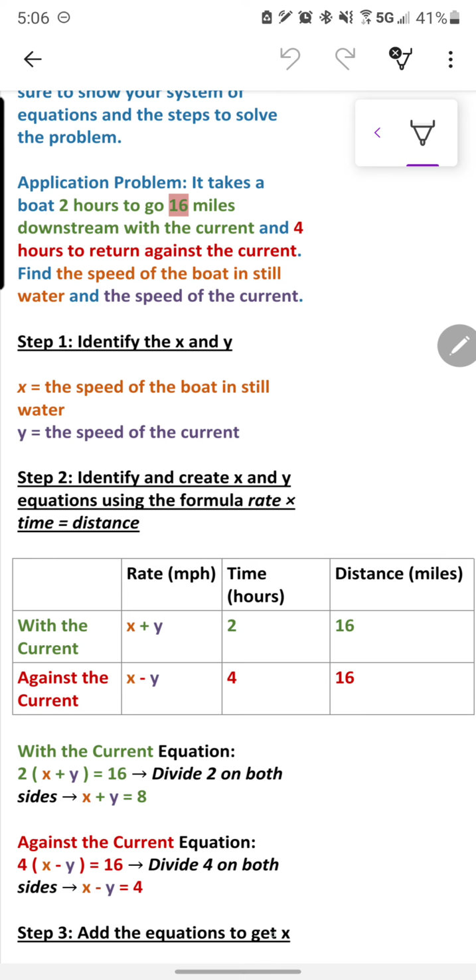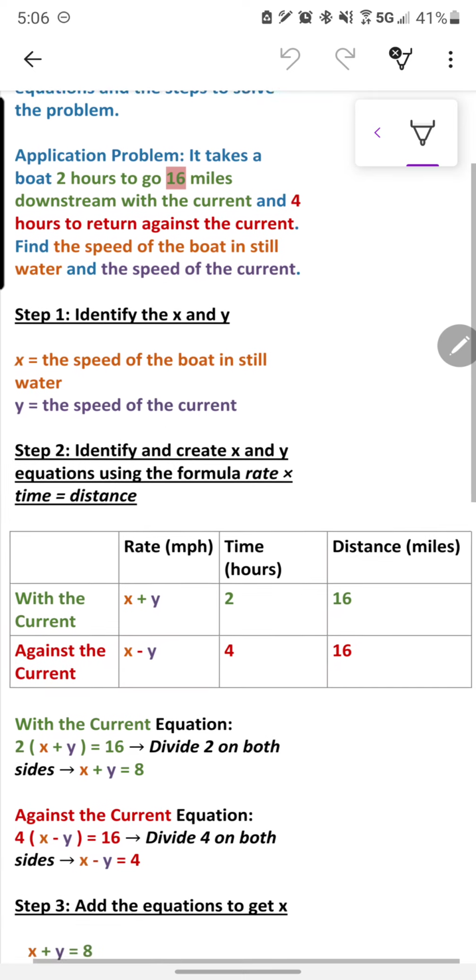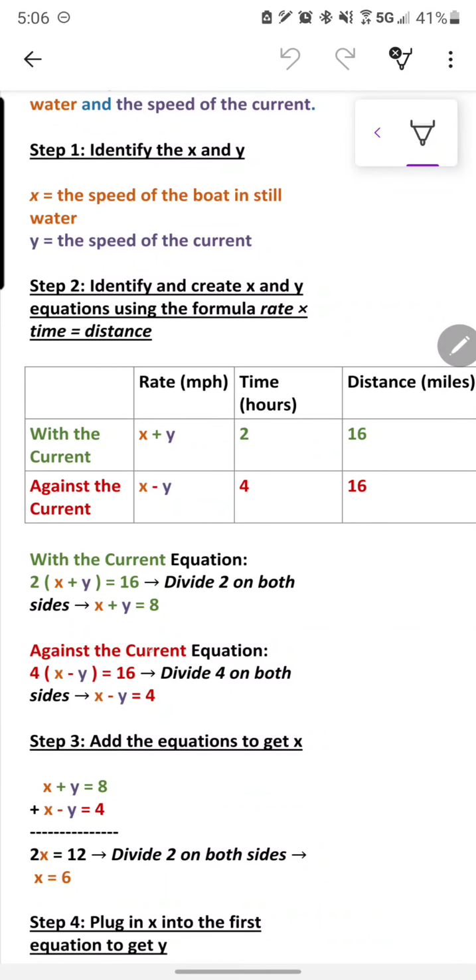Now, both of these equations are ready for step 3. Step 3 is add the equations to get x. So we got the with the current equation, x plus y equals 8, and then we have the against the current equation right over here. So now we add both of them and we will get 2x equals 12. The y's cancel out, which is why you can't see the y there. And we divide 2 on both sides to get x equals 6.